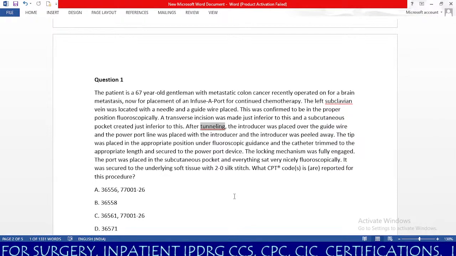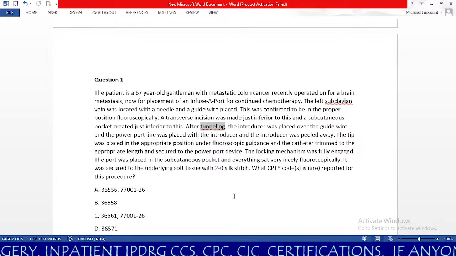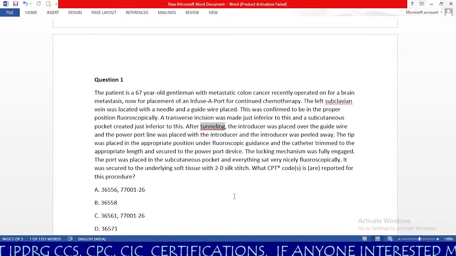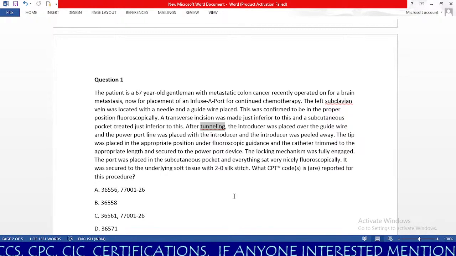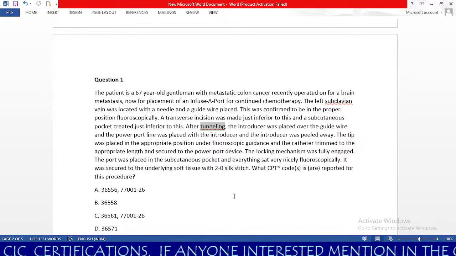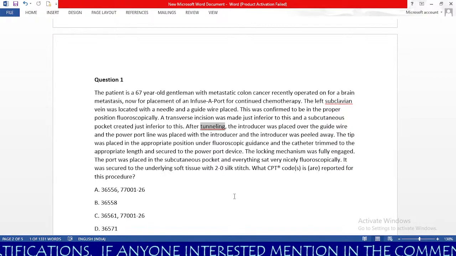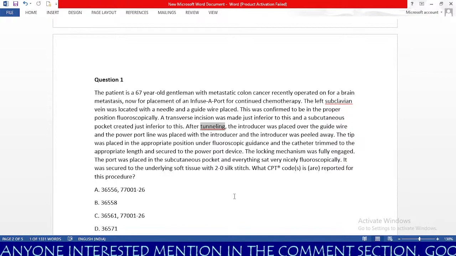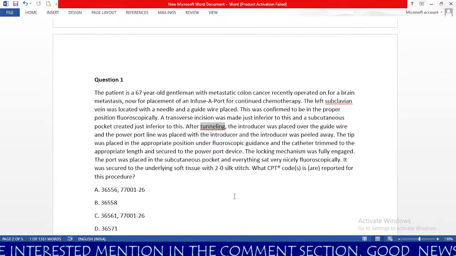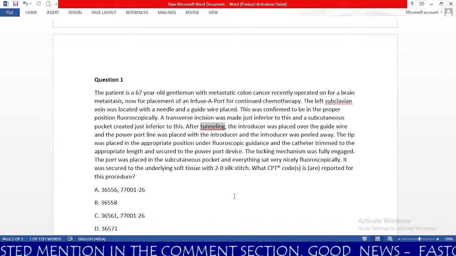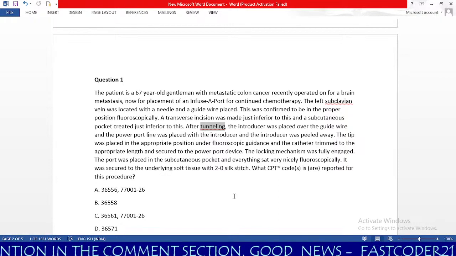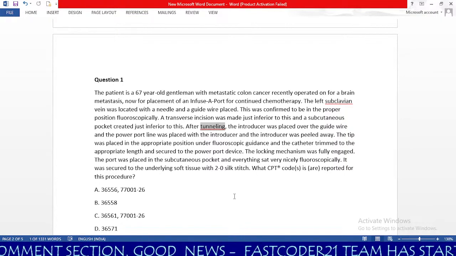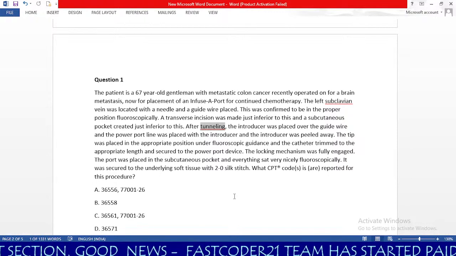Now we will check 36558. 36558 is insertion of tunneled centrally inserted central venous catheter without subcutaneous port or pump, younger than 5 years of age. And B is insertion of tunneled centrally inserted central venous catheter, age 5 years or older. So we will check the remaining 36561. Why? 36556 is non-tunneled, 36558 is without port or pump.